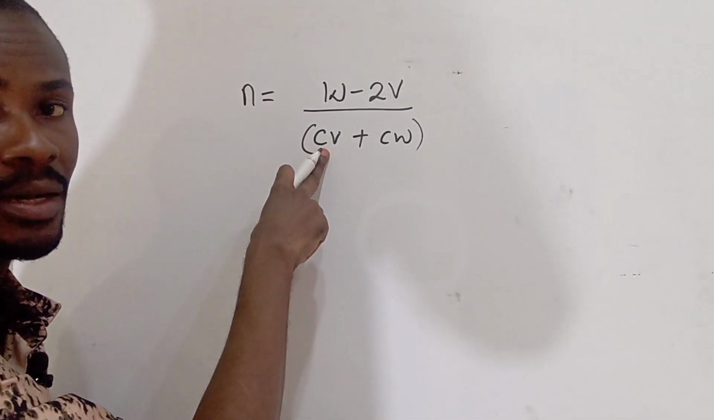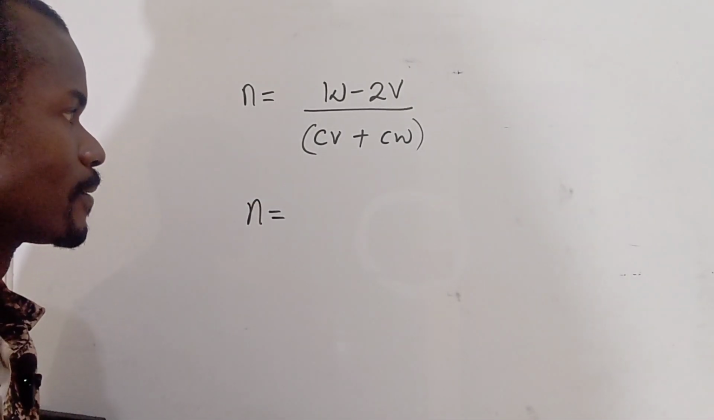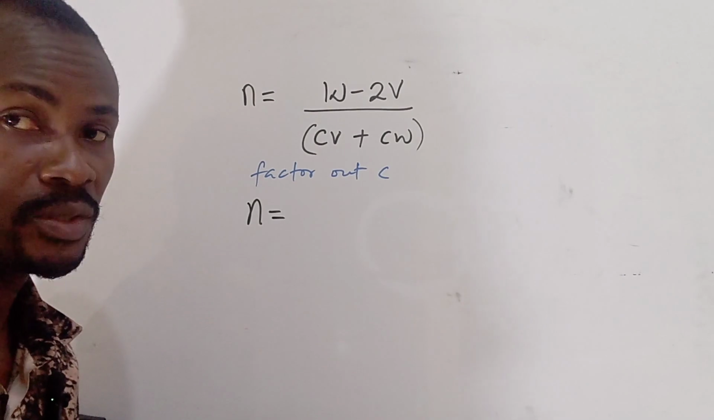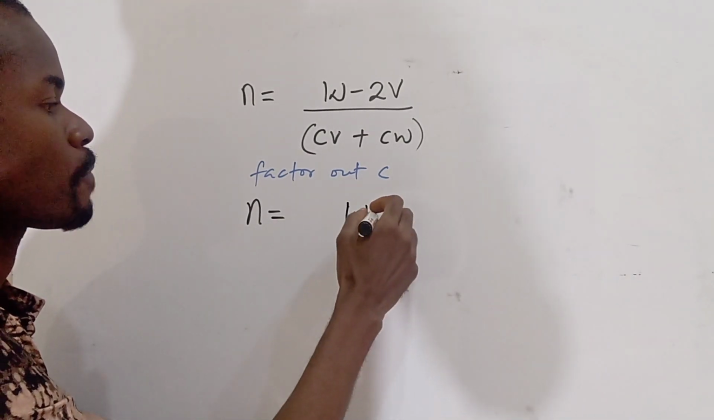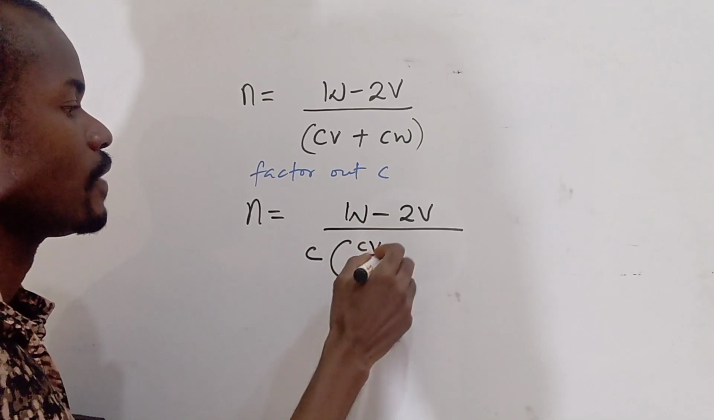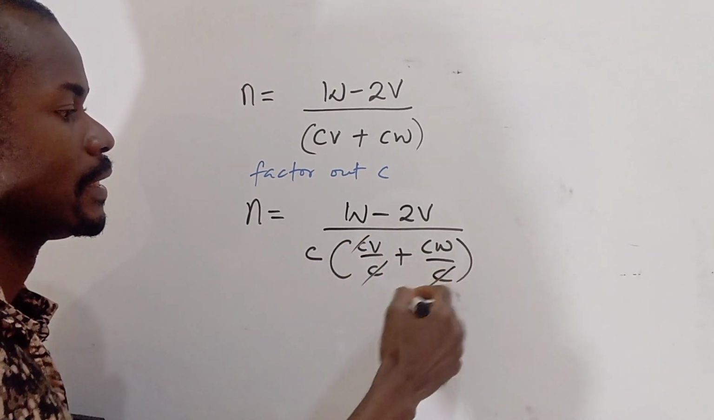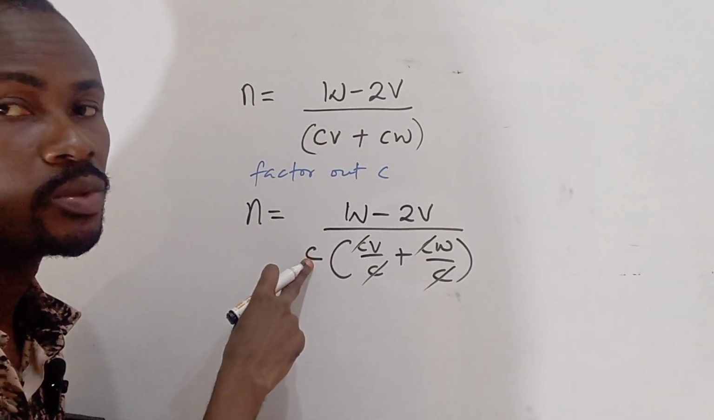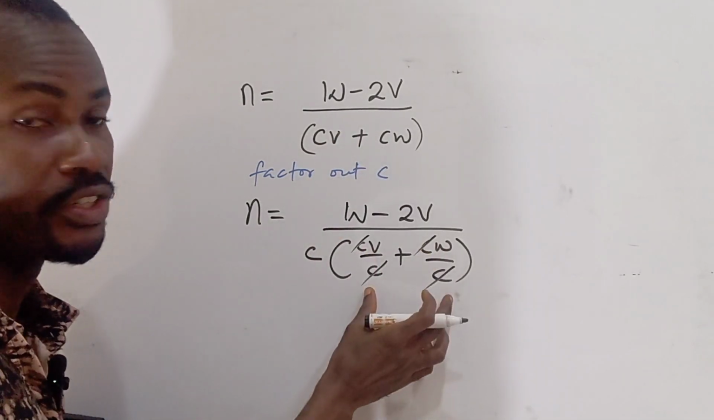I can see that C is common here, so I can factor out C. Okay, so we are factoring out C from the denominator, so that will give us W minus 2V all over, C is common, so CV divided by C plus CW divided by C. So these will cancel out this, these will cancel out this. Now, when you factor out whatever is common, you bring it out, like I have here, and you divide what is common to this and this, like we did here.